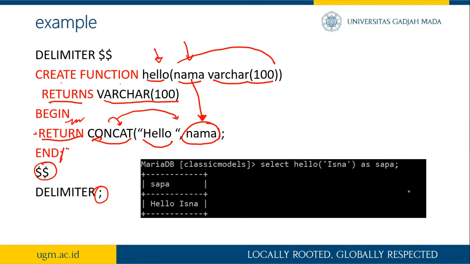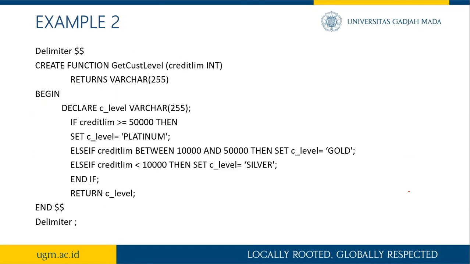Now let's go to the next example. We are going to create a function that gets the customer levels.